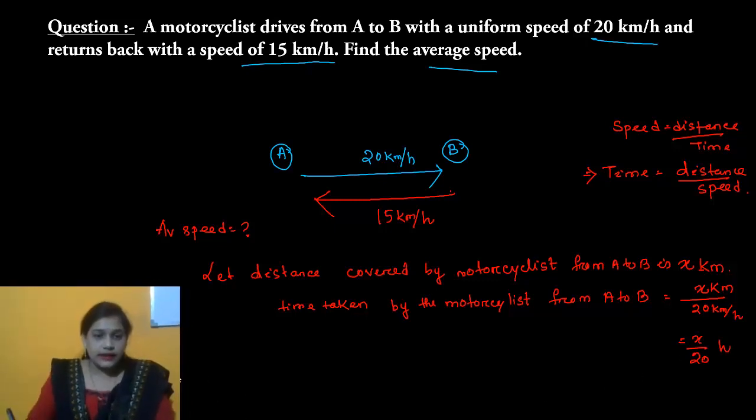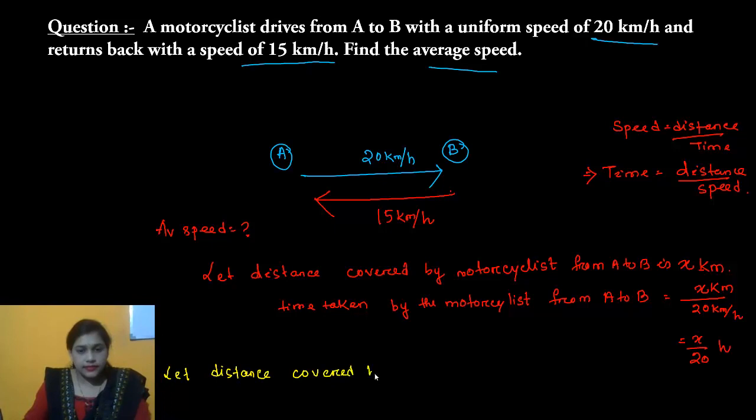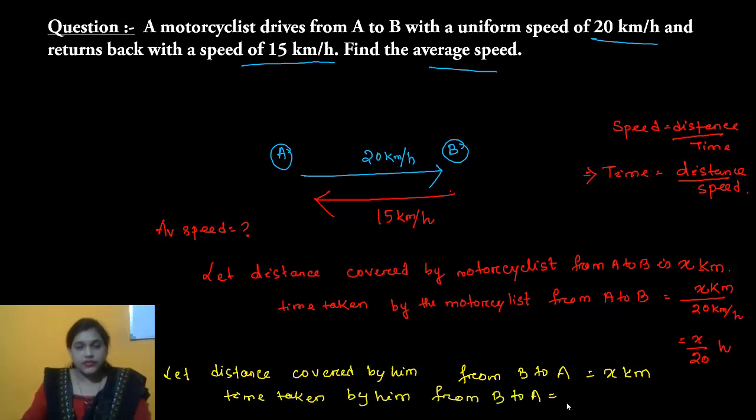Next, let the distance covered by him from B to A be X kilometers too. Then the time taken by him from B to A is also distance by speed, that is X kilometers at 15 km per hour. So the answer is X by 15 hours. This is the time from A to B and this is the time from B to A. So next we have to find the average speed.